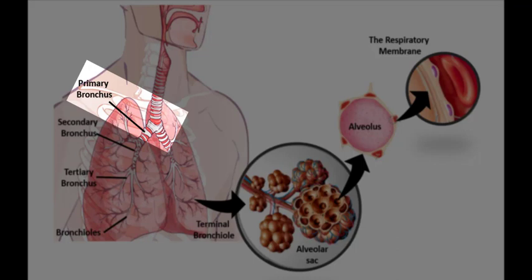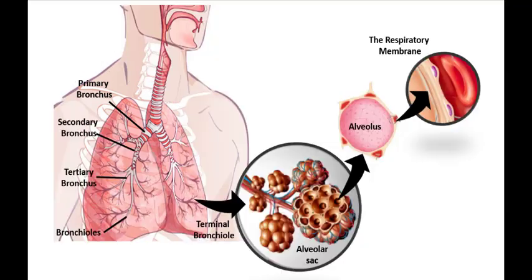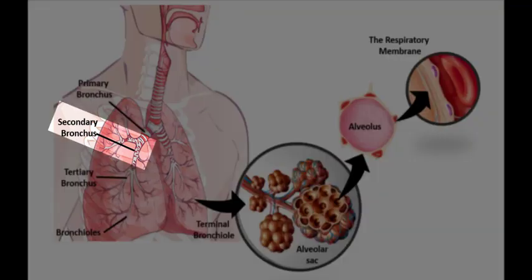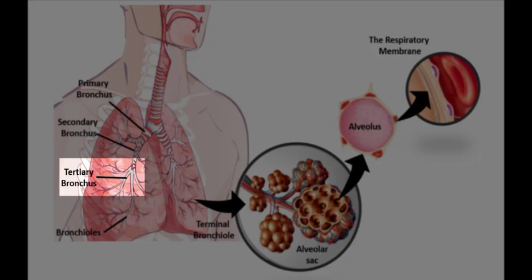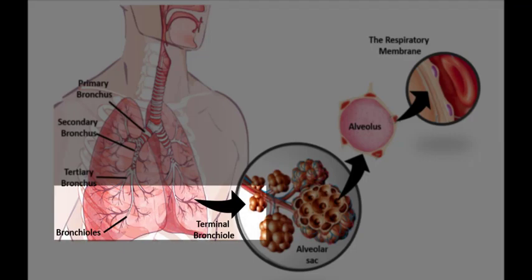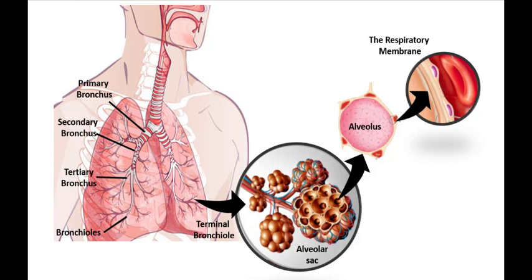We have two primary bronchi, one going into each lung. From there, it branches to secondary bronchi, which go into the lobes. We have 2 lobes in our left lung and 3 lobes in our right. From there, air flows into the tertiary bronchi, then into bronchioles, into tiny little terminal and respiratory bronchioles.